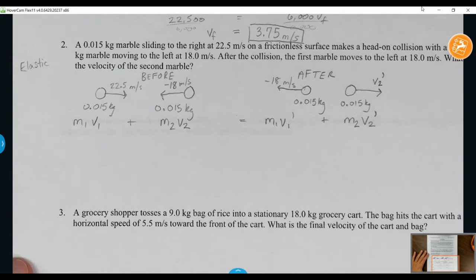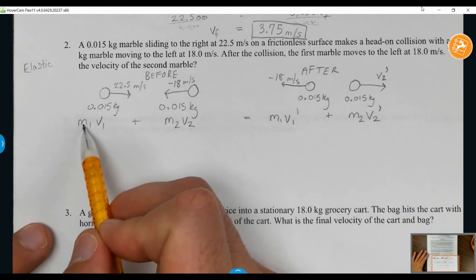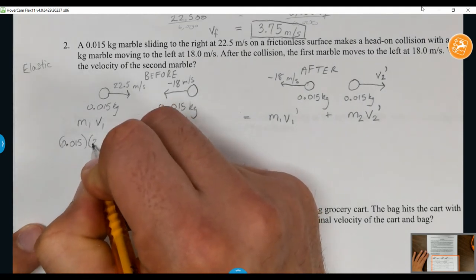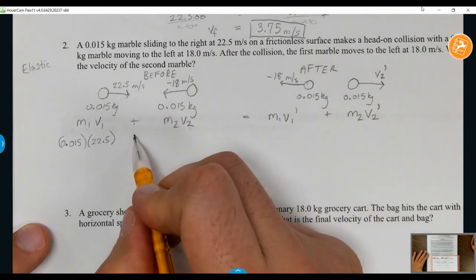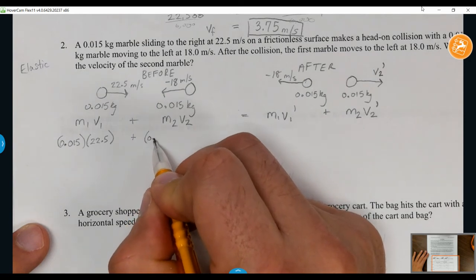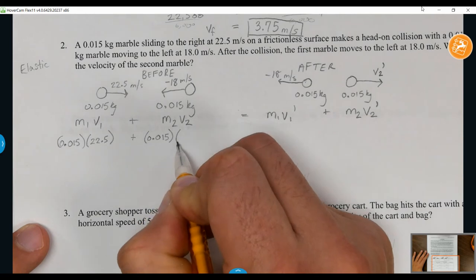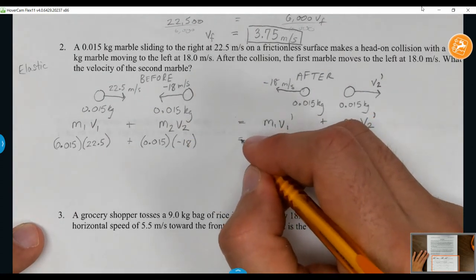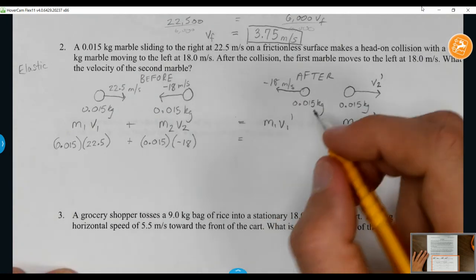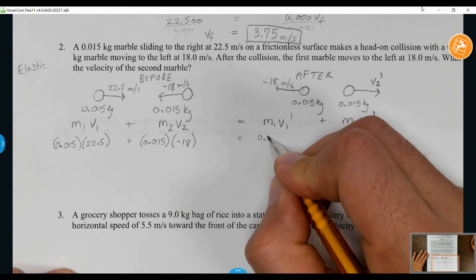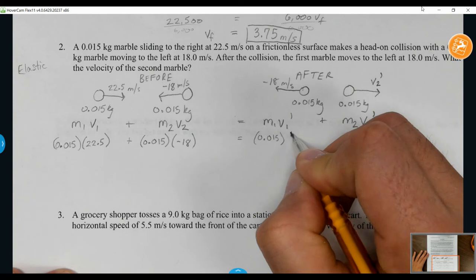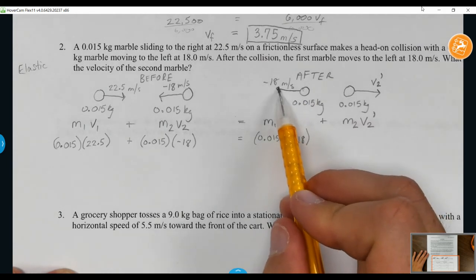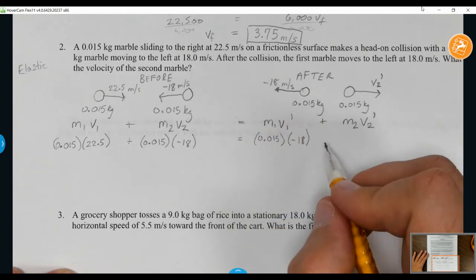Once you have those under the drawing, you just match everybody up. Mass of the first guy is 0.015. What is its velocity? 22.5. Bring down the plus sign. Mass of the second object, 0.015, times negative 18, equals this M1 V1: 0.015 times its new speed, which is negative 18. The negative 18 we figured out because it's moving to the left, and if it's moving to the left, we give it a negative value for its velocity.